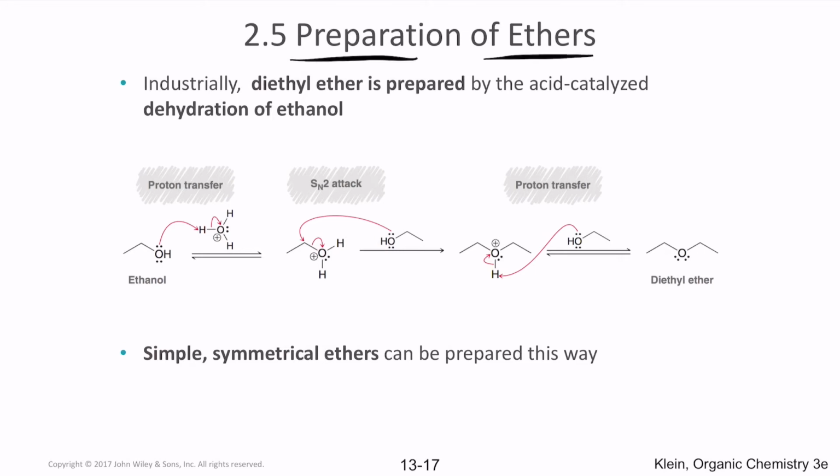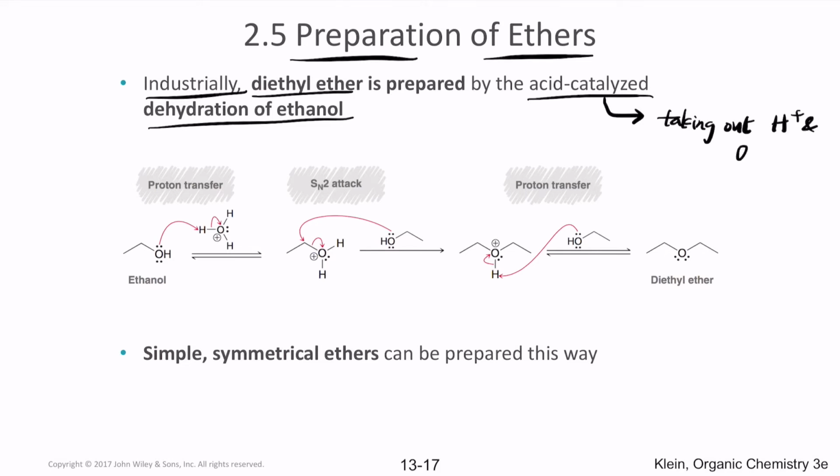Next, how do you prepare ethers? The industrial way of preparing ethers is that diethyl ether is generally prepared by the acid catalyzed dehydration of ethanol. Understand that this is the process of dehydrating ethanol, which means that we are taking out H plus and OH minus from ethanol. Remember, this is not hydration, this is dehydration.